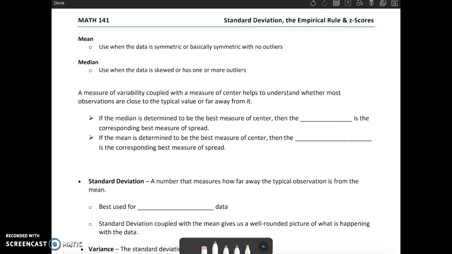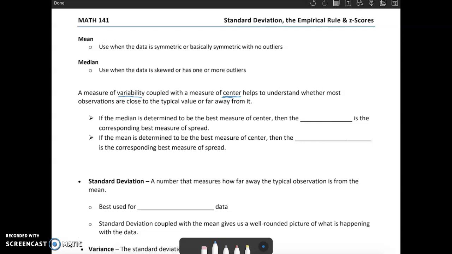So there are two different measures here. We've got a measure of central tendency, which we've already discussed, and that would be either our mean or our median. But we want to couple with that a measure of what we call variability. So it takes two of these different measurements to give you a good idea of what's going on.